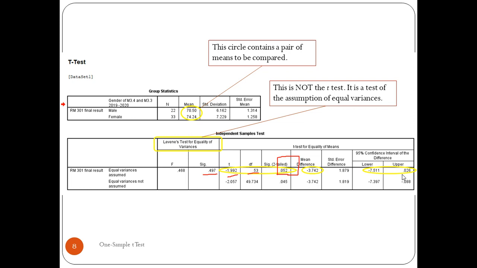The 95% confidence interval is another important statistic for inferential statistics. In the next video, I will come back to explain all of these numbers again, in order to reinforce our conceptual understanding of these numbers. I will make another video on how to read the Levene test for equality of variances, and also the 95% confidence interval of the difference.